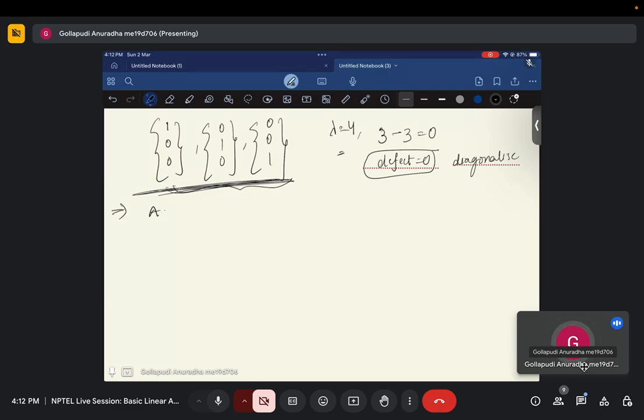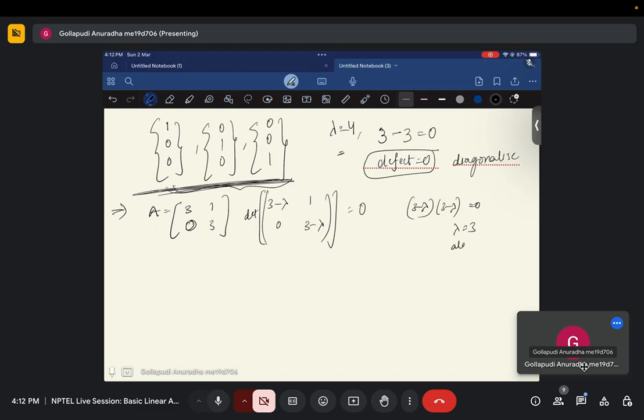If A is 3, 1, 0, 3, let me know if it is diagonalizable or not. So lambda is going to be 3 here, right? So the algebraic multiplicity is going to be 2. But let's find what the geometric multiplicity is.